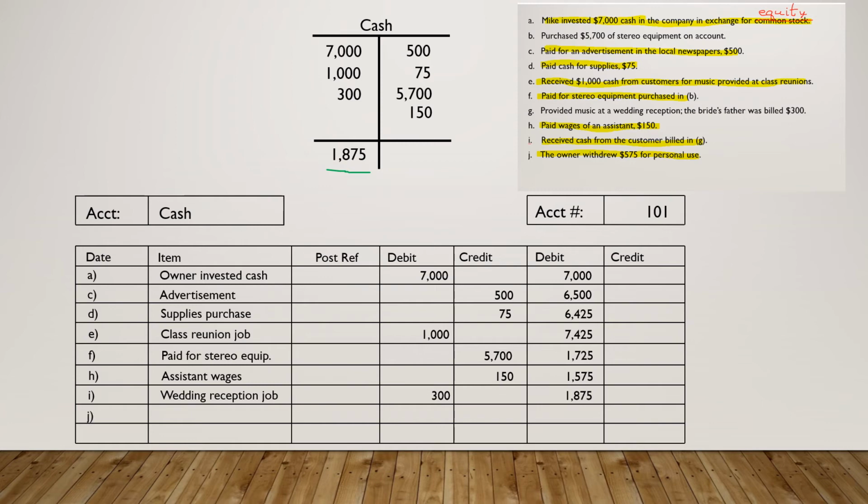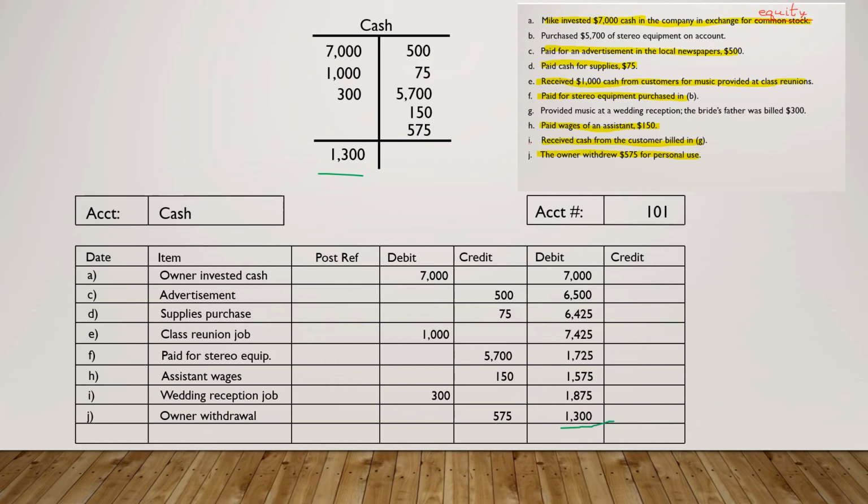Finally, Transaction J. We credited cash for the withdrawal by the owner. The T account's new balance drops to a $1,300 debit. In the ledger, put the $575 in the first credit column, and the second debit column yields that $1,300 debit balance.